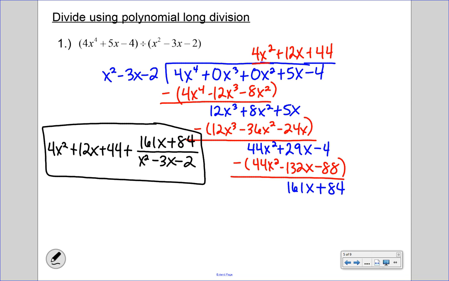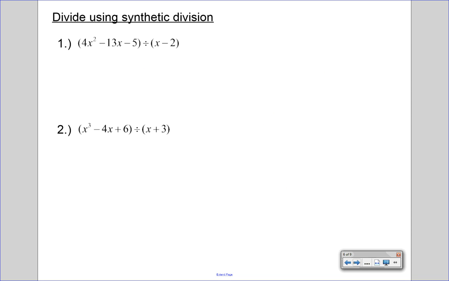So those are a few examples of long division. Now, there is a shortcut to long division if we're dividing by a binomial, and that's called synthetic division. It's a little math trick that we can do to quickly bypass the long division process, but we can only do this if we're dividing by a binomial.